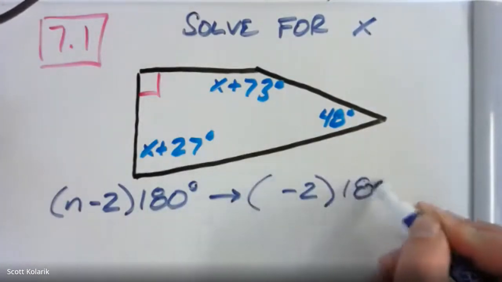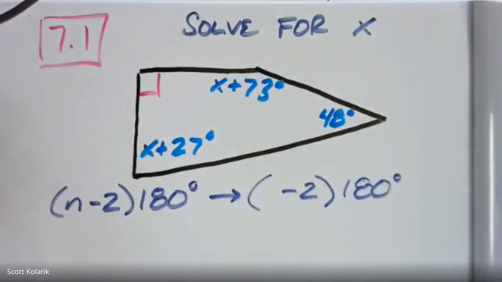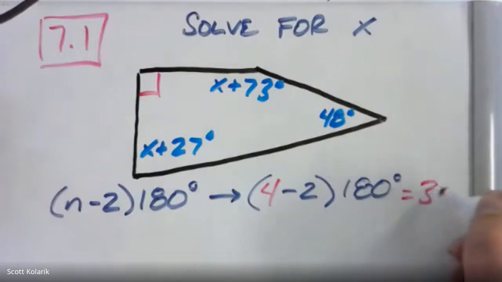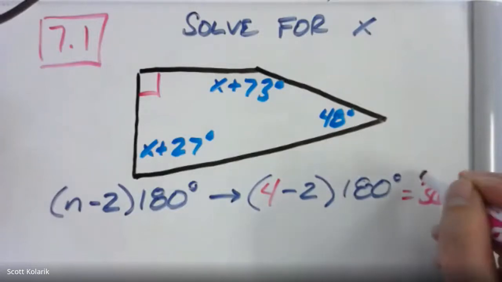As I go through this process, please keep in mind that your problem tomorrow will have more sides. So in this case, n equals 4 because it's a 4-sided figure. And when I do 4 minus 2 here in the parentheses, 4 minus 2 is 2. That 2 times 180 degrees tells me that the internal angle sum should equal 360.